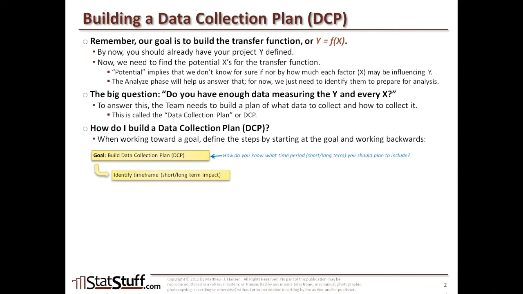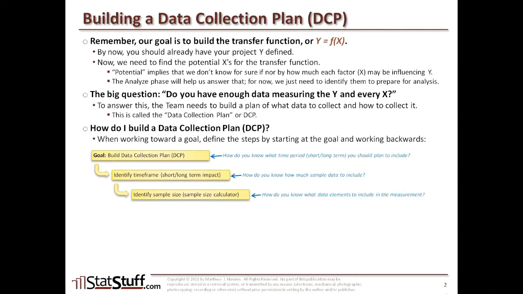In order to figure that out, we've got to identify the time frame for the short or long-term impact. And in order to figure that out, we need to first figure out how much sample data we need to include. To do that, we have to identify our sample size, like using the sample size calculator. Then, working backwards, how do we know what data elements to include in the measurement for the sample size calculator? To do that, we need to figure out what the critical x's are. We might use a C&E matrix as a tool to help us figure that out.